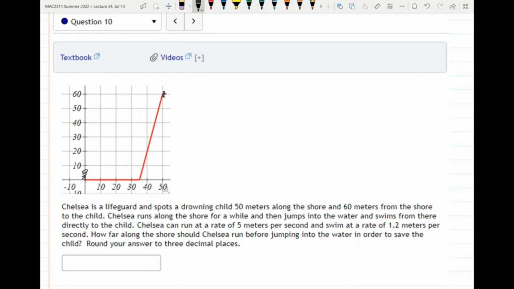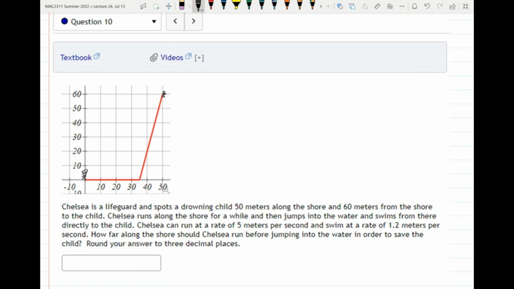They're telling us also how fast she can run. I'm assuming Chelsea is a female name. The first one says that she can run at a rate of 5 meters per second. This is on land. And then she can swim at a rate of 1.2 meters per second. That's how fast she can swim. This is in the water. So how far along the shore should Chelsea run before jumping into the water in order to save the child?